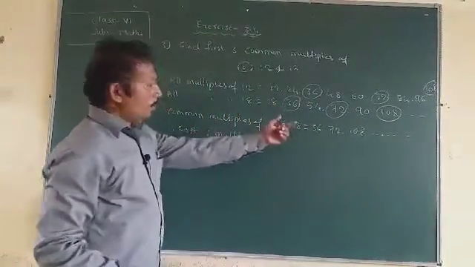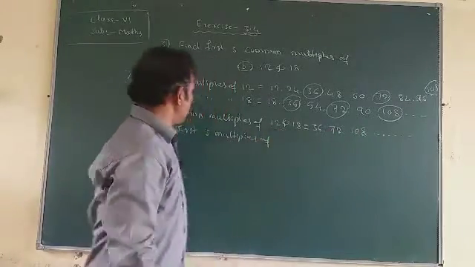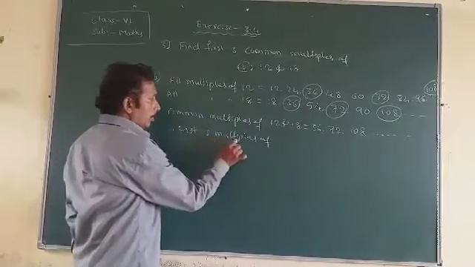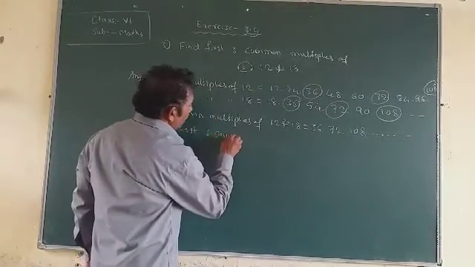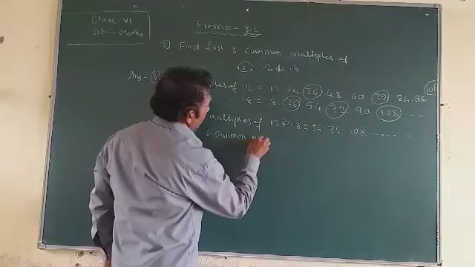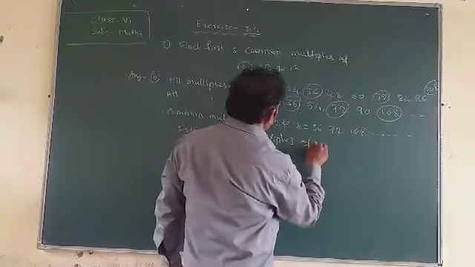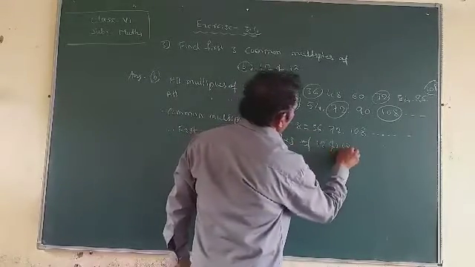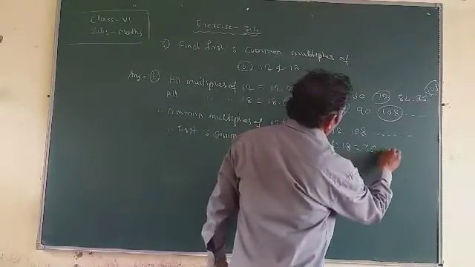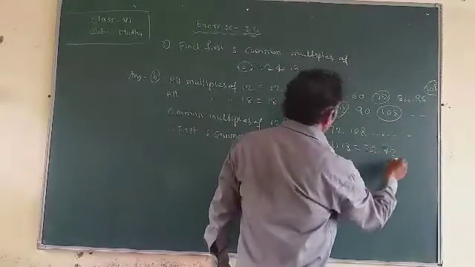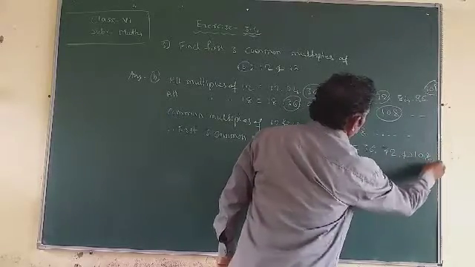Therefore, we want first three common multiples of 12 and 18. Therefore, the first three common multiples of 12 and 18 is equals to 36, 72 and 108.